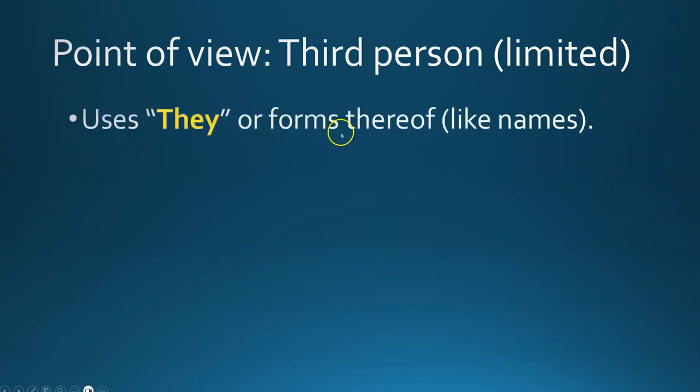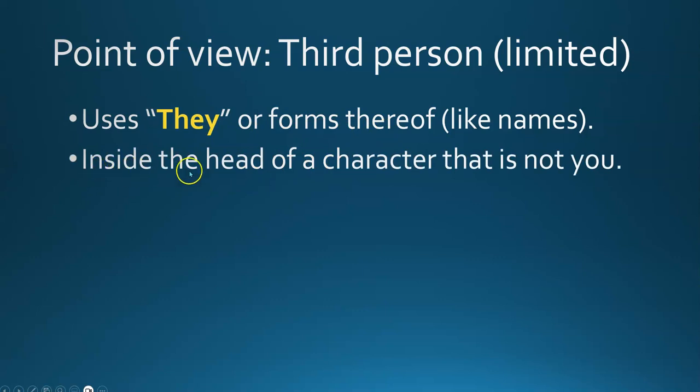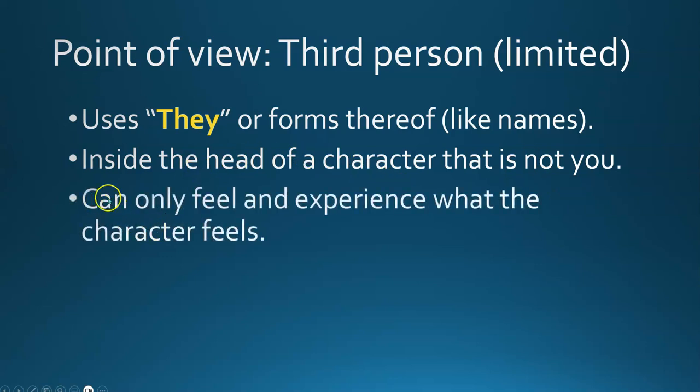It uses they or forms thereof, like names. So instead of the I or the you, it uses they, them, or the person's names, or even their pronouns, or something like that. If you're writing, you're inside the head of a character that is not you. So you're not the character, but you're explaining what the character is doing and seeing and feeling and acting. And again, when we use third person limited, we can only feel and experience what the character feels. So the narrator can only tell what that person is seeing and feeling. They don't know what everybody else is doing. They're stuck inside that one person's head.